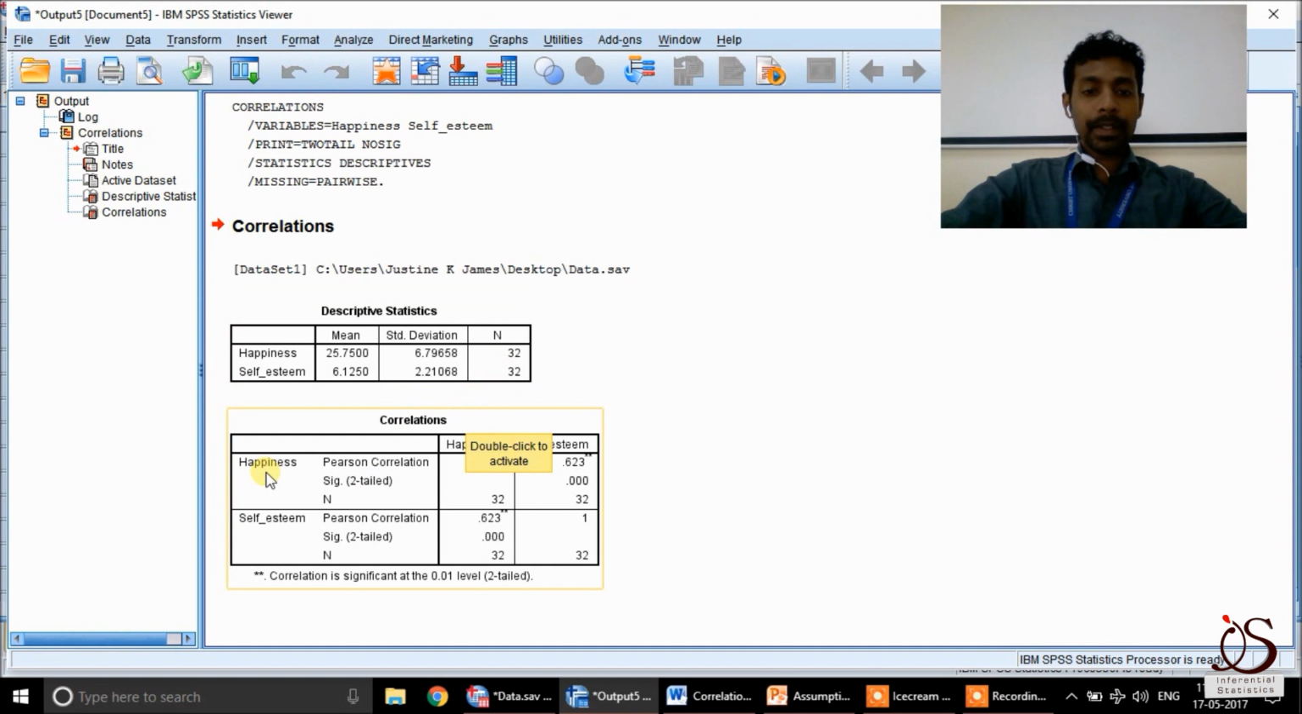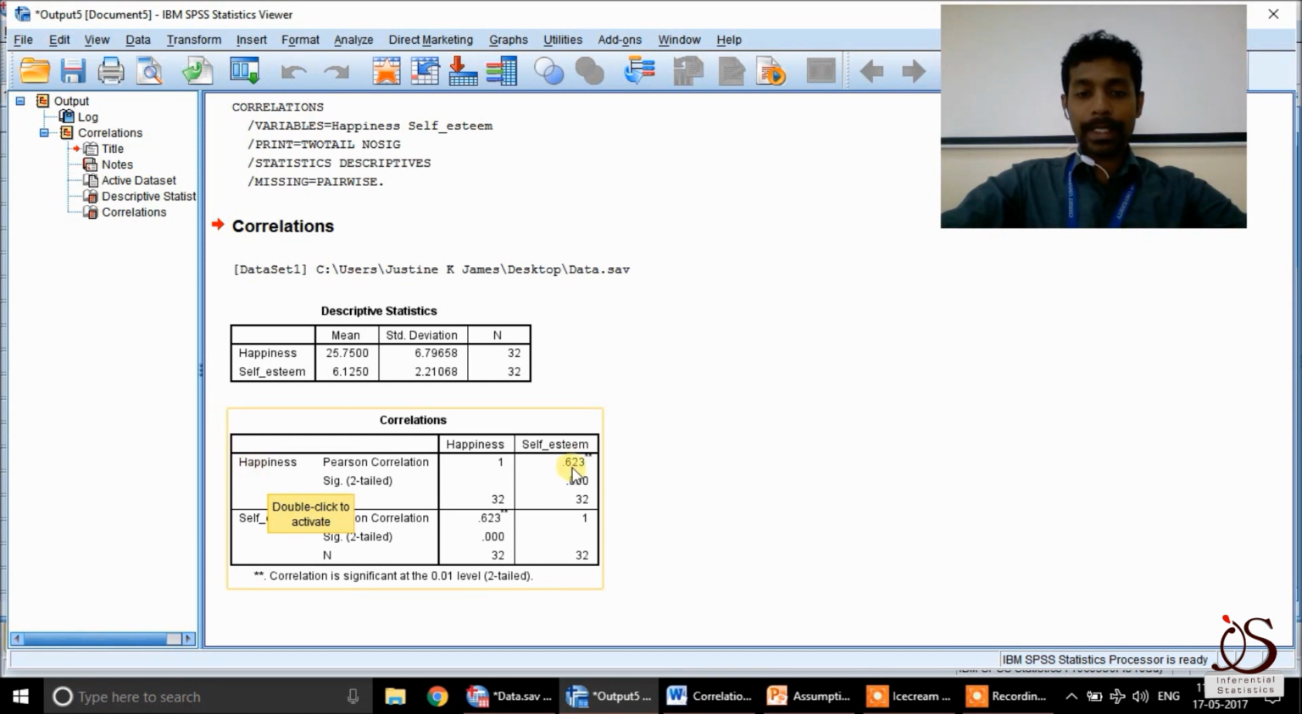Now we have happiness and self-esteem, happiness and self-esteem. It's a kind of 2 by 2 matrix pattern. Now let us look at the results here. Happiness and happiness, the variables are the same, so the correlation value is 1, the highest, perfect correlation. We don't need to look at that value because it's the same variable. Now our objective is happiness and self-esteem.